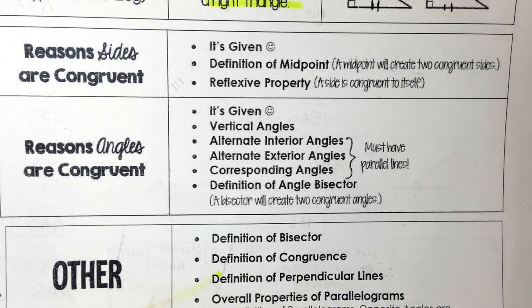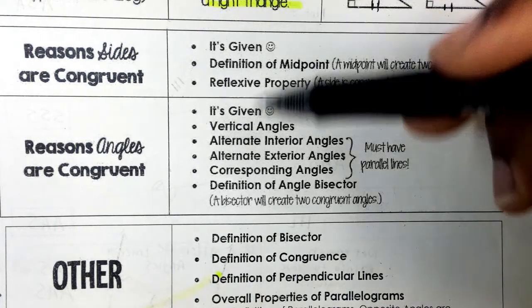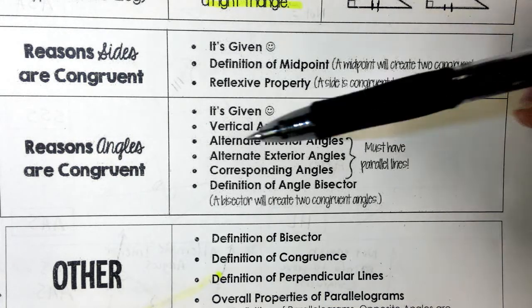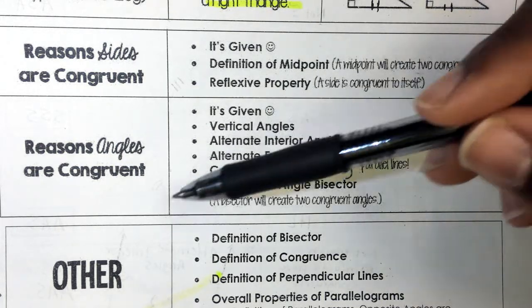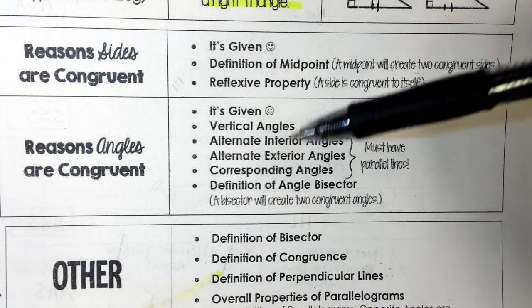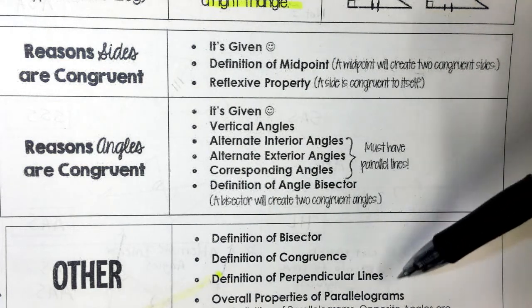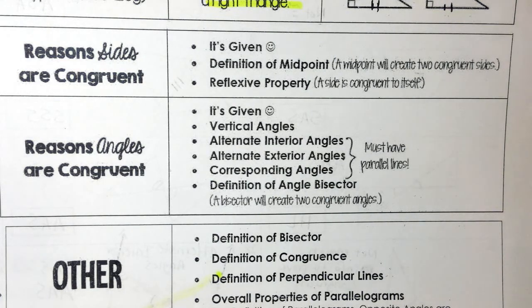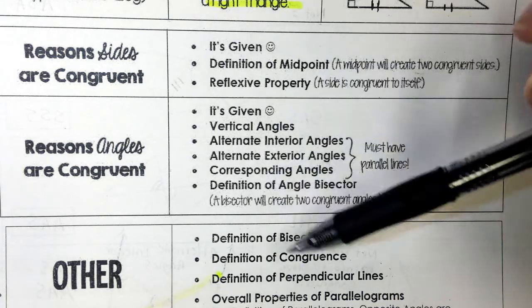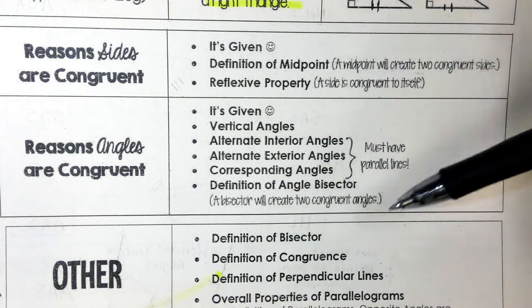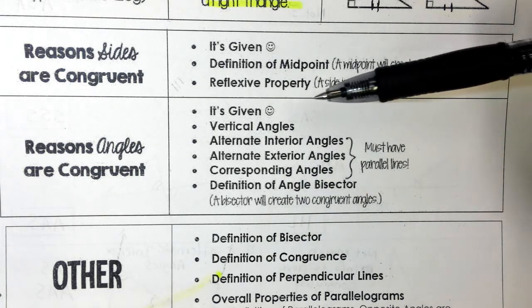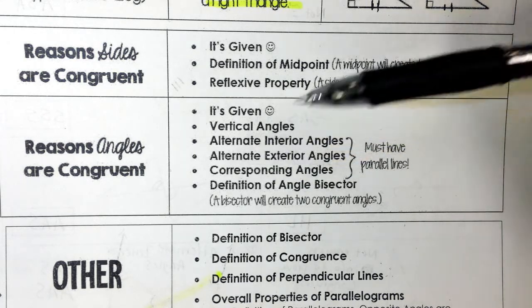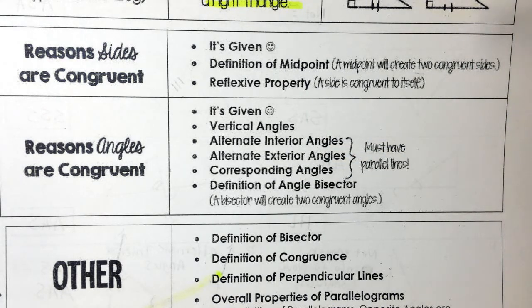It's called a reference sheet for a reason. We got a little chart down here on the bottom of the reference sheet. We got reasons sides are congruent. We got reasons angles are congruent. And then we got other, just some more information that you could use on a proof. But these are the main reasons we're going to use here, based on what we mark up in our figure, and based on us marking sides or angles. Make sure you have your reference sheet out, because I'm going to keep referring to it.